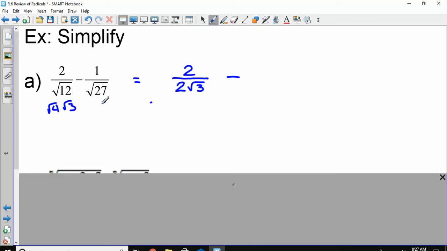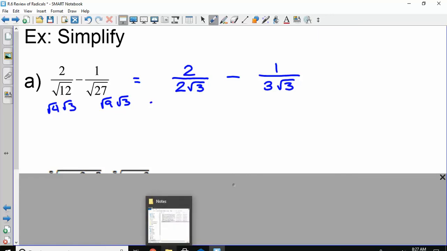Minus, what am I going to break 27 into? So square root of 9 is 3. We get 3 radical 3. Does anything happen here right now that you recognize? They both have a square root of 3. And is there anything else we can simplify? Look at the first fraction. What do you notice about it? We could cancel the 2.